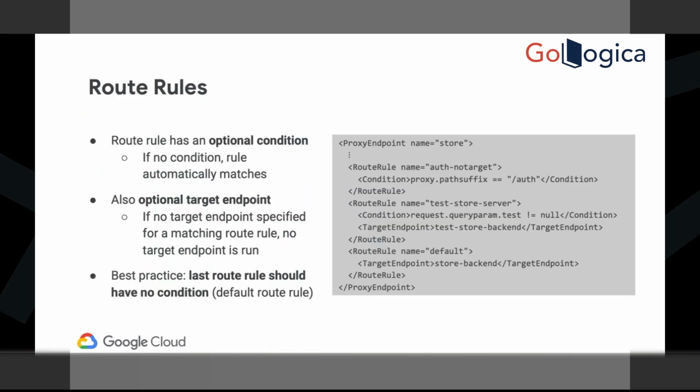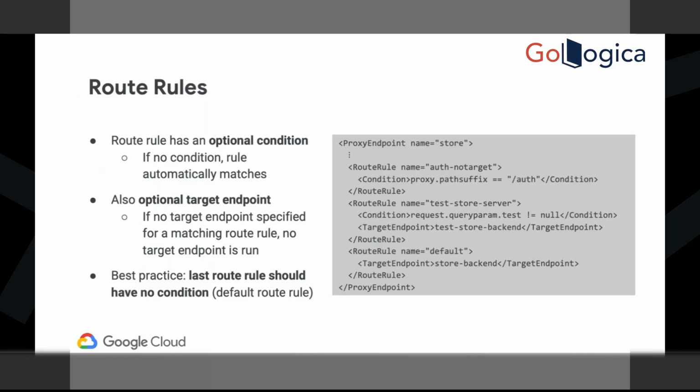In the second scenario, this condition matches when request.queryparam.test is not null. So when a query parameter called test is present in the request, then you go to the test backend target.